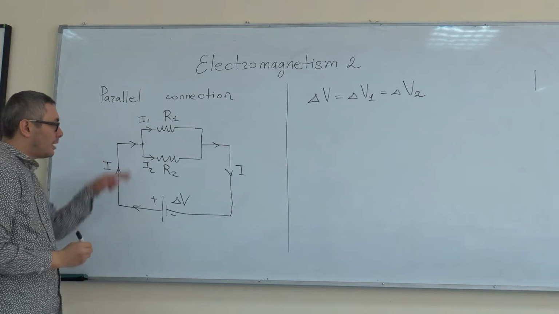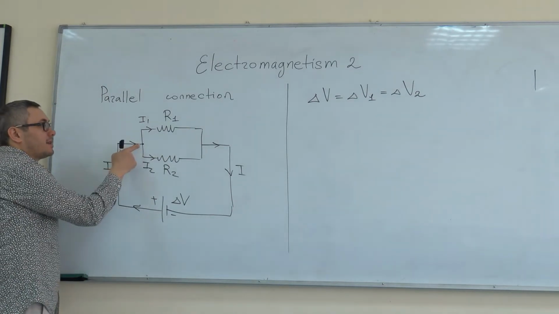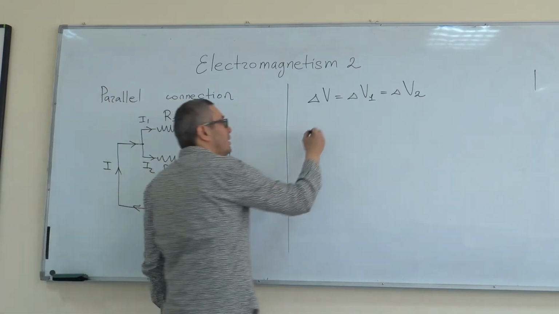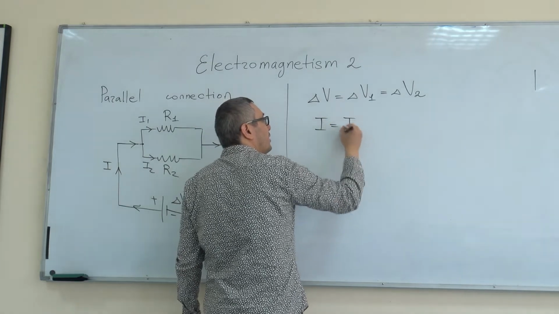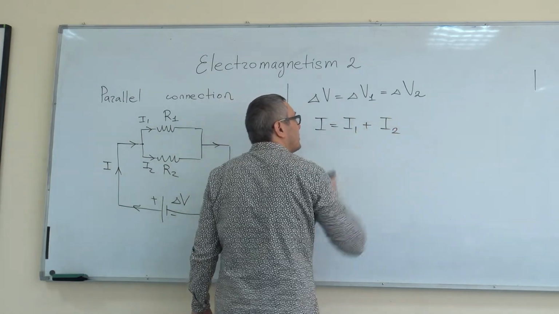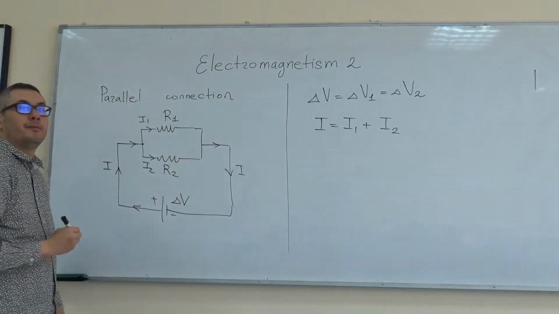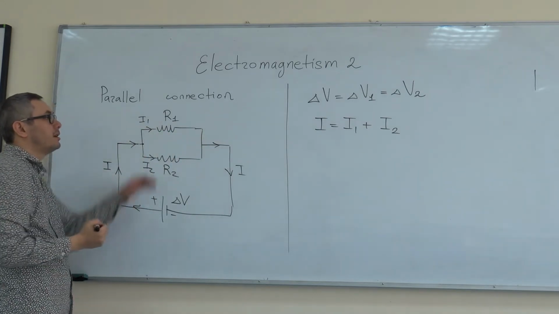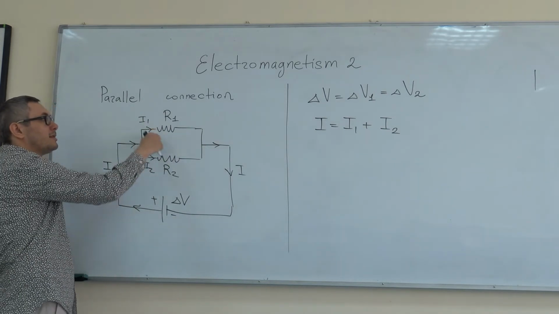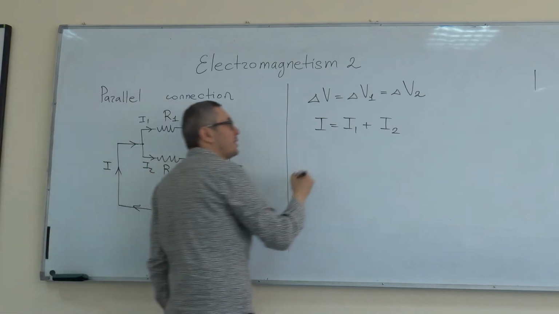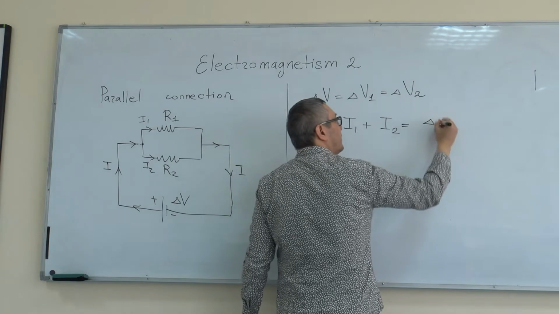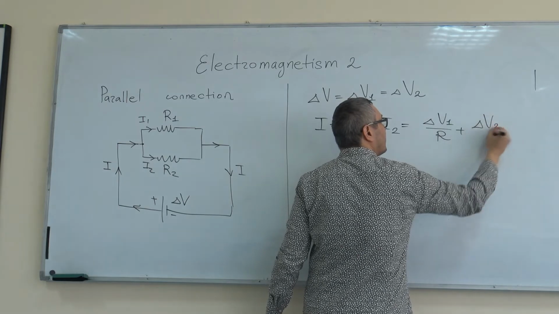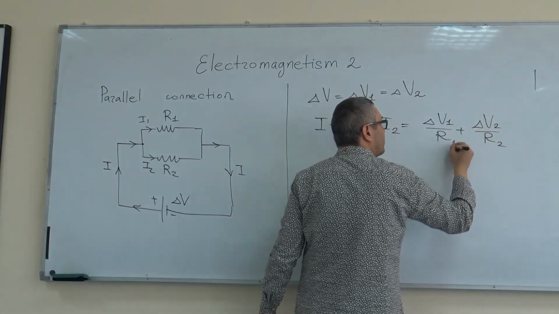That's one thing. Now let's use the fact that this current splits at this point into two currents. So we can now say that the current I is equal to I1 plus I2. From Ohm's law, if we just look at this resistance, we know that I1 is equal to delta V1 over R1. So I can now say that this is equal to delta V1 over R1 plus, the same thing is true for the second current, delta V2 over R2.